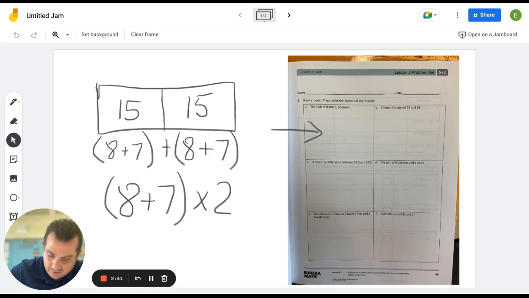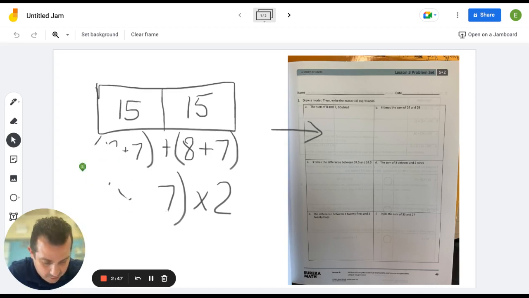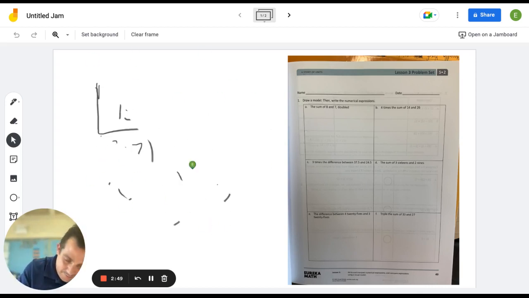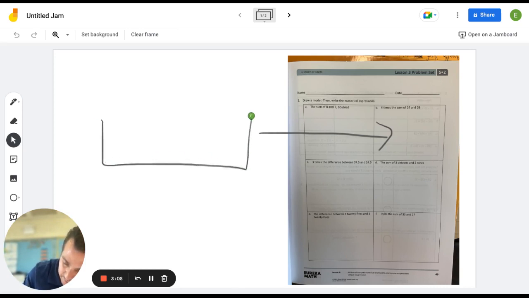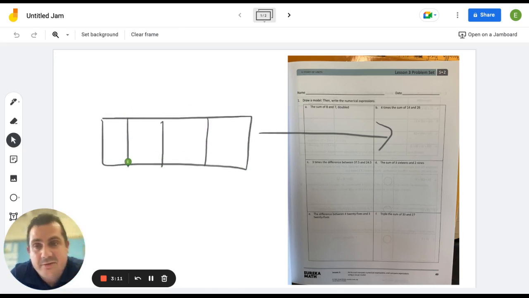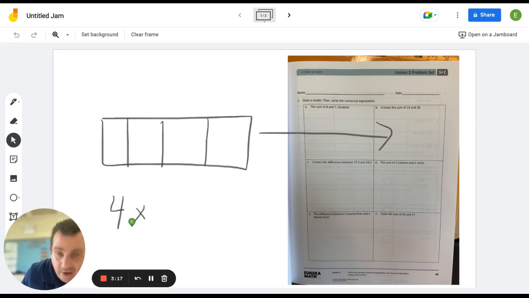All right, so let me erase this. I'm not going to go over all of them. I just wanted to go over a couple of them. So let's look at B. So B here is 4 times the sum of 14 and 26. So you may want to start here by saying, if I'm doing this 4 times, I'm going to draw my scaffold again. 4 times, I'm going to make 4 boxes because I'm making 4 copies. It's 4 times what? The sum of 14 and 26.